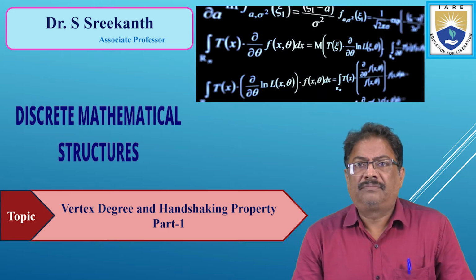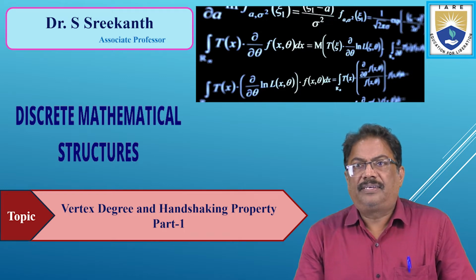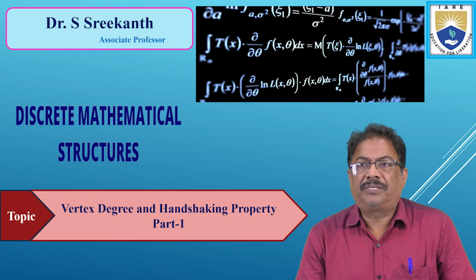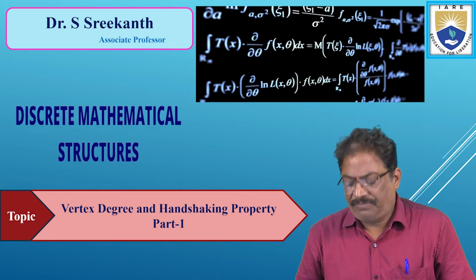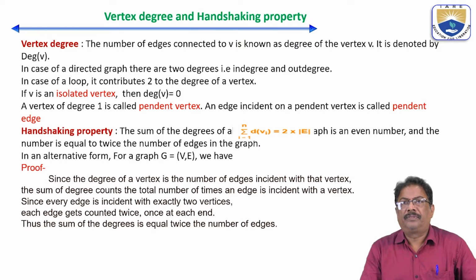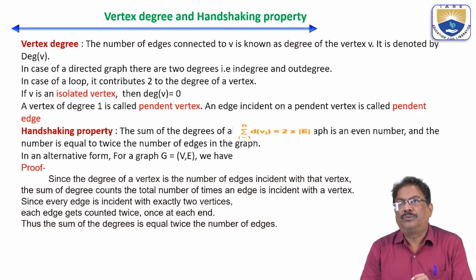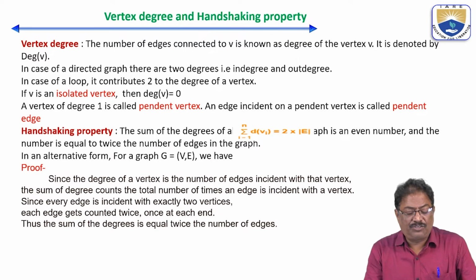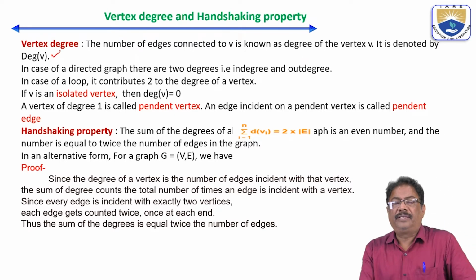Welcome to this session. Today we are going to discuss Vertex Degree and Handshaking Property for graphs, that is, undirected graphs. What is a Vertex Degree? The number of edges connected to vertex V is known as the degree of that vertex, and it is denoted by degree of V.